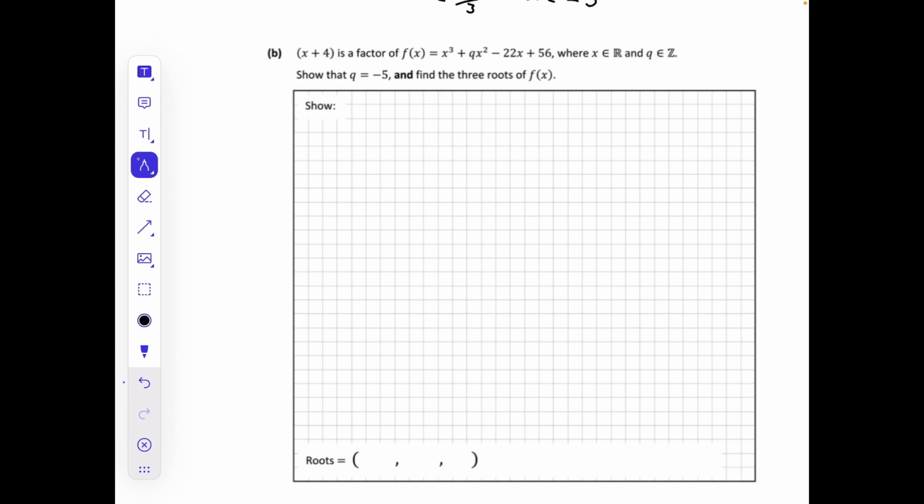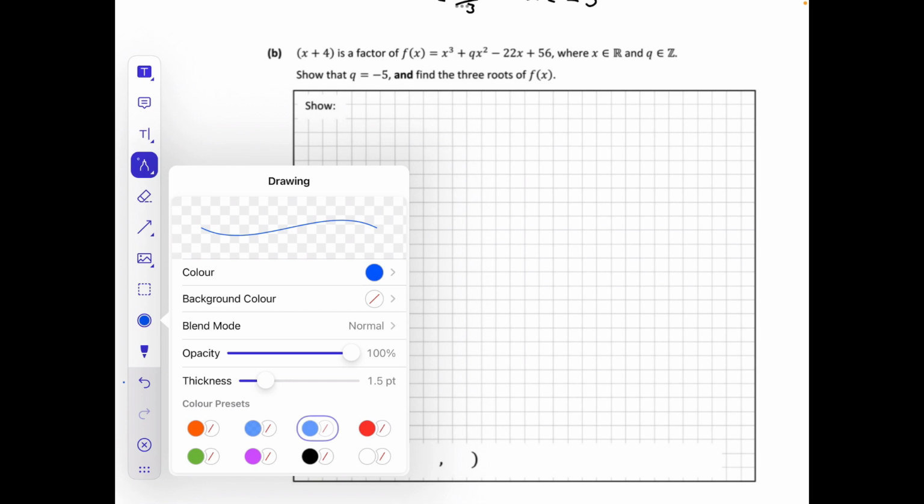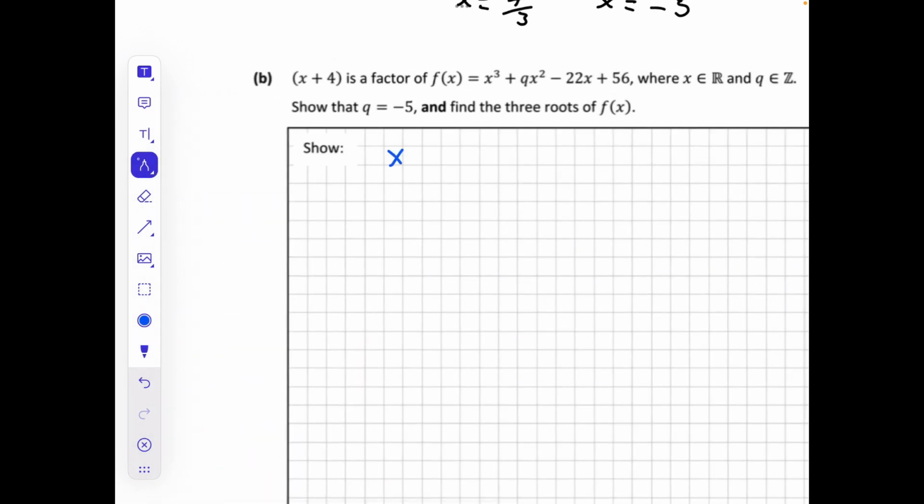Okay, so what we're going to do first, it says show that q is equal to minus 5. I'm going to look at what information they've given me. So first they've told me that x plus 4 is a factor. From that I can make a conclusion that x is equal to minus 4 is a root. Okay, what do I know about roots? I know that if I sub that root in, everywhere there's an x, if I put minus 4, that whole equation, so the x cubed plus qx squared minus 22x plus 56 should equal 0.